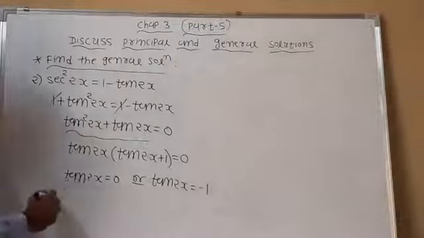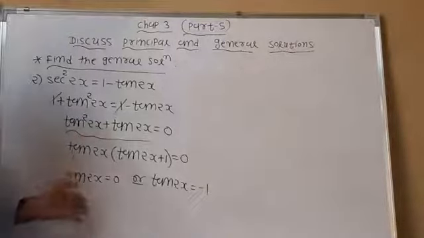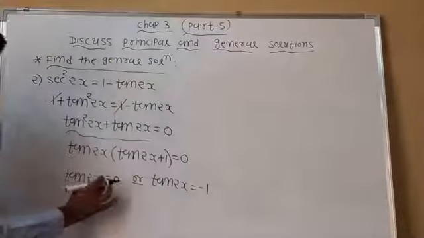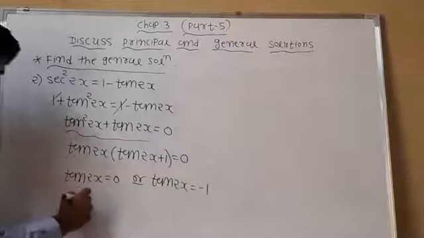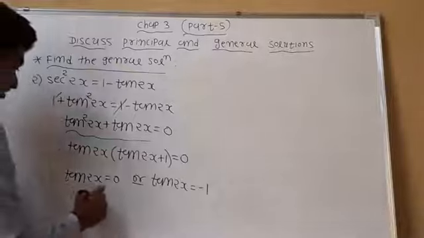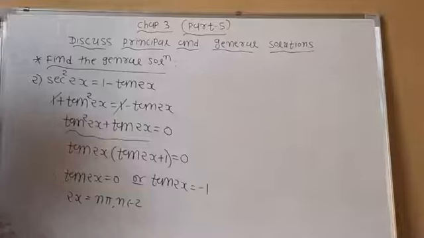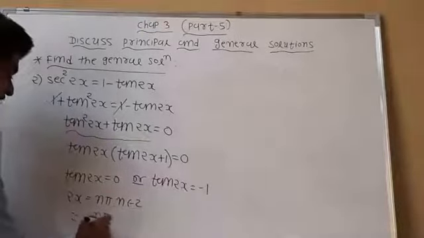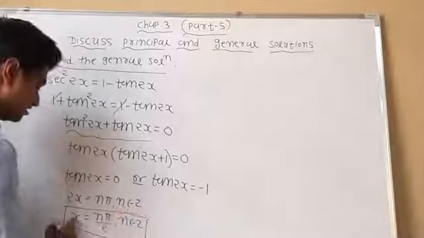Now first simplify this term. Tan 2x is equal to 0. That means, using the result tan x is equal to 0, but here in place of x the 2x form is present. So here we write 2x is equal to n pi, small n belongs to z. Now divide by 2. So therefore x is equal to n pi by 2, n belongs to z. So here we get one result.